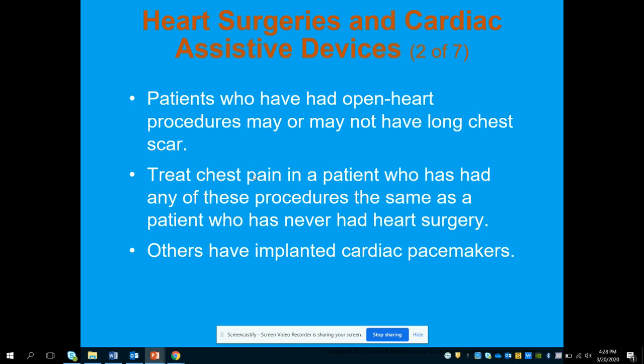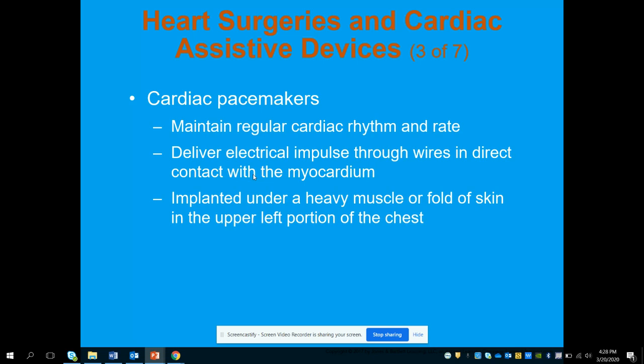Other patients may have implanted cardiac pacemakers, and so there are different reasons that a person would get a pacemaker and then different ways that they act. So some pacemakers function all the time and set the regular pace and rhythm for the patient's heart all the time. Some of them only function when they're needed. So if they detect that a patient's heart rate has dropped below a certain point, then they would kick in and start working. You can also have dual pacemaker and defibrillators, which we'll take a look at here in just a second.